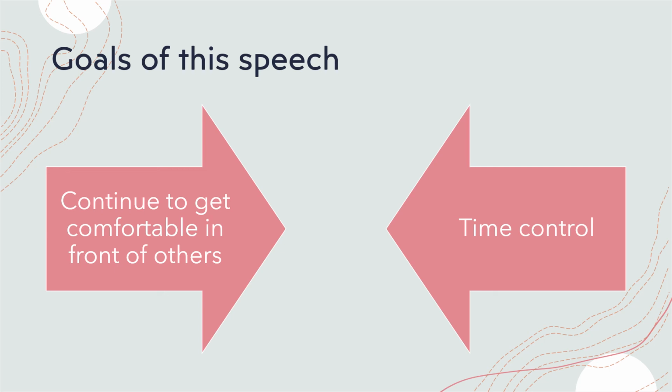And the final goal is time control. I've given you a set parameter of time in order to deliver the content. You now have to practice to hit that goal. Remember, you have 90 seconds to 3 minutes. It is a very large window to complete this project in. Make sure that you're timing and practicing your speeches to hit this goal.